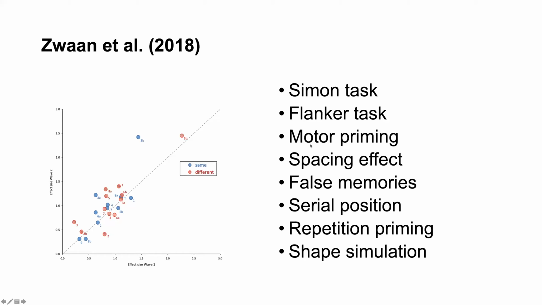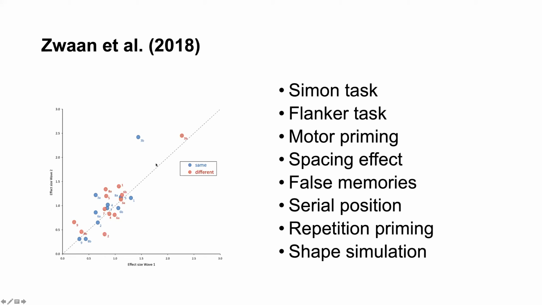So 2 might represent the Flanker task. They came in 1 time and were given the Flanker task. Then they came in a second time, and they were either given the Flanker task with the same materials as the first session, or with different materials, with different stimuli. And these represent the effect sizes from those 2 experiments: effect size for wave 1 and effect size for wave 2.